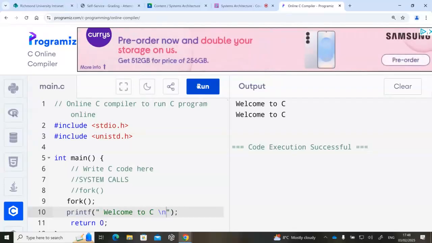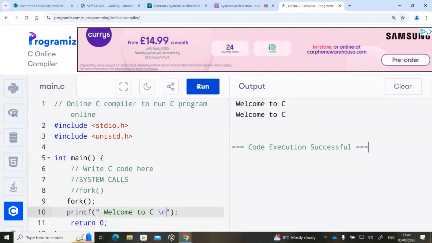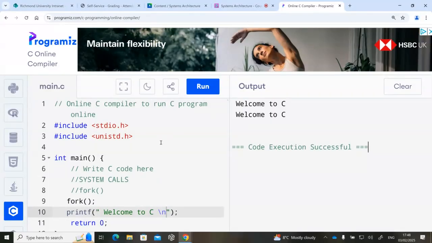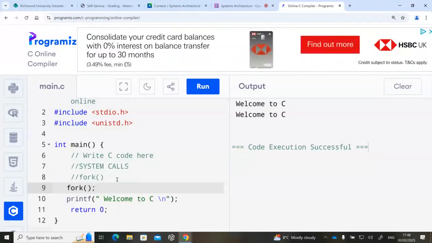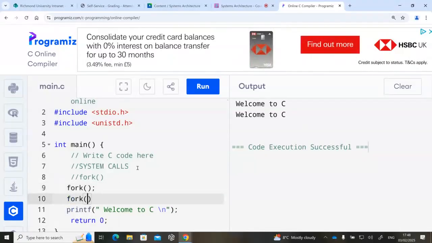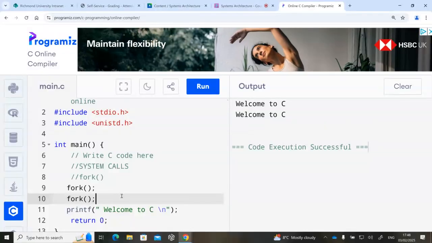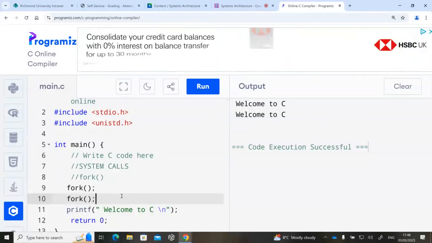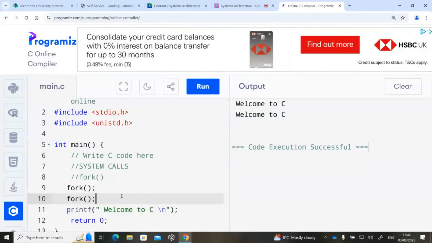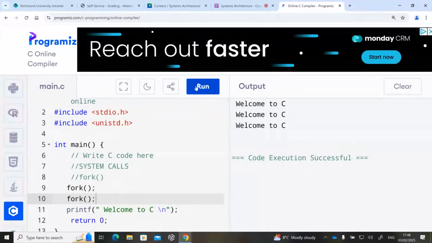So did that make sense? When you give a fork function, the whole function gets repeated again. So what if I give it 2 times? It will print 4 times. If I give fork 2 times, the answer is printed 4 times.